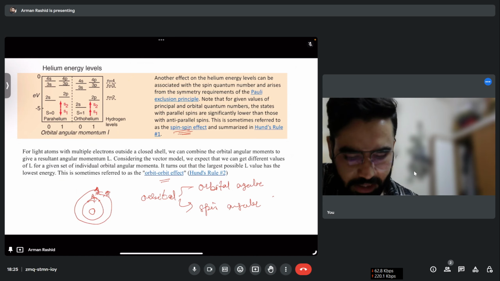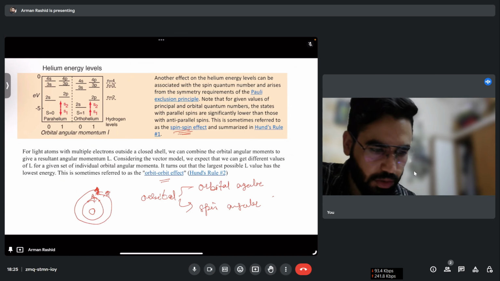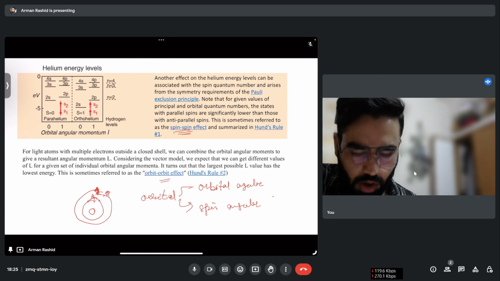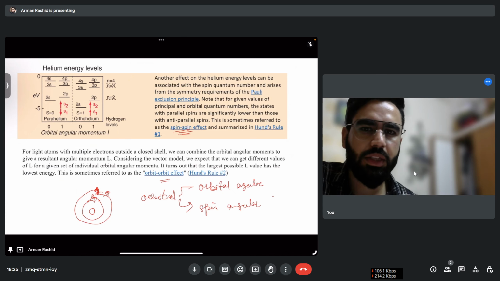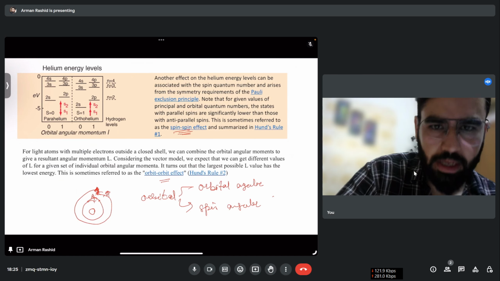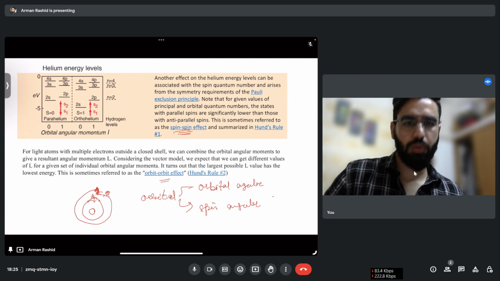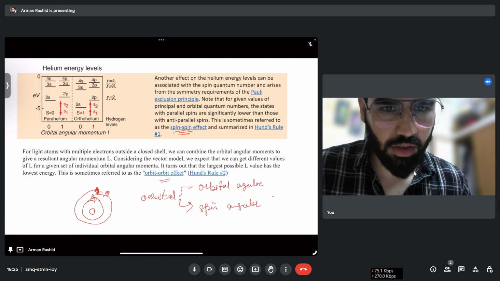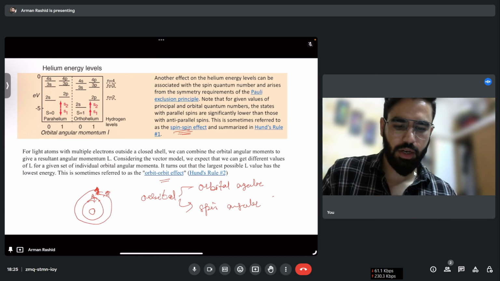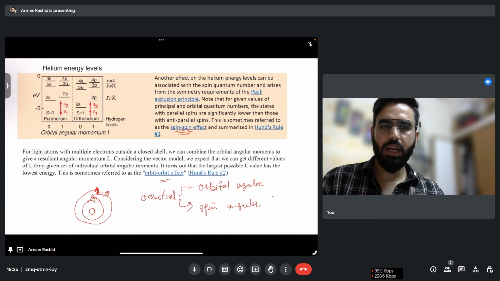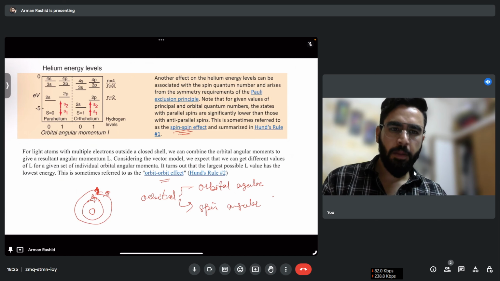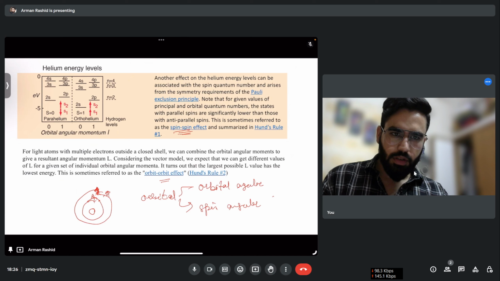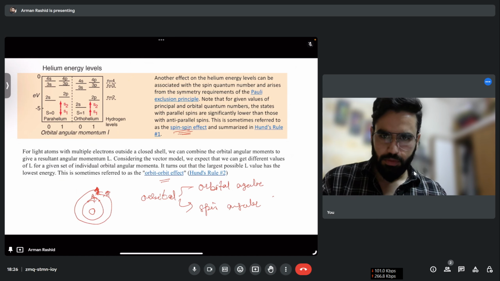Now each electron has both its spin angular momentum as well as its orbital angular momentum. This angular momentum gives rise to a magnetic moment. Magnetic moment is a vector quantity, and momentum is a vector quantity. So in order to get a resultant momentum, what we have to do is a vector summation.